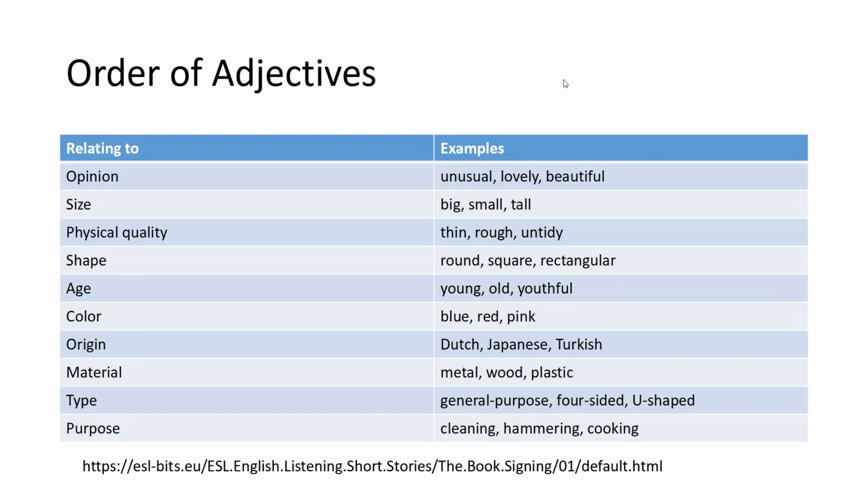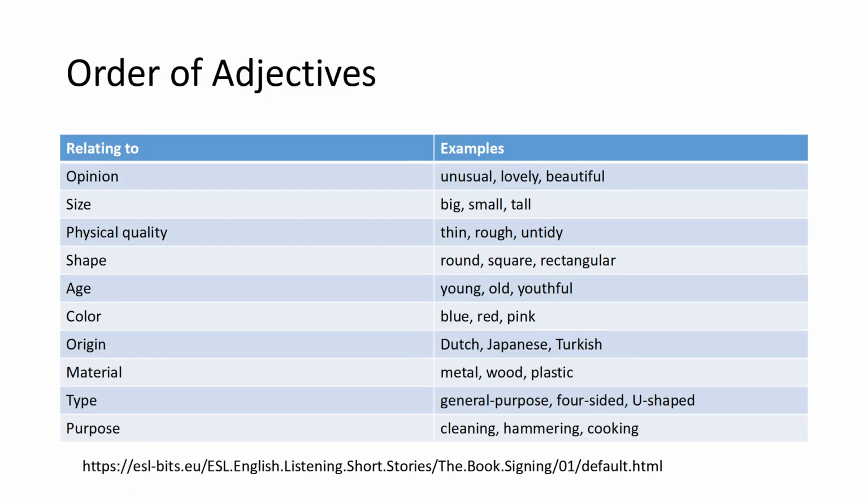Order of adjectives. When we use more than one word to describe a noun, we have to follow a specific order. And I believe that native speakers use this naturally, but for ESL students, this can be challenging. So I'm going to try my best to explain how we use the adjectives and in what order you should put them. The first thing that we have to use is opinion.